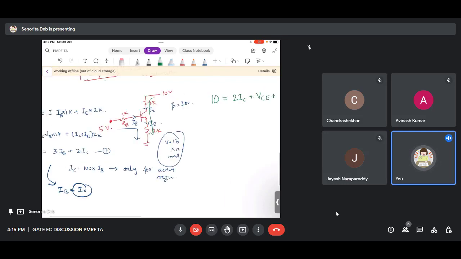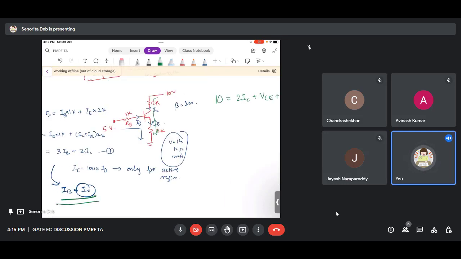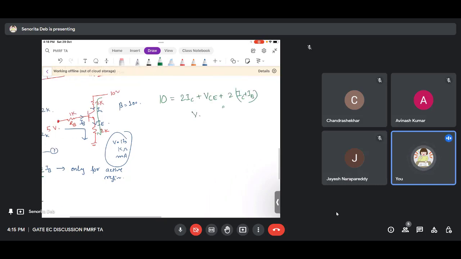Now I know IC and IB from the previous step. I have already found it from equation 1 and this one, right? So I will just put the value of IC and IB. I will find VCE from here. Now suppose after finding VCE, I see that the VCE value is very low, such that VCB comes out to be negative. Suppose. That means my assumption of active region is wrong.